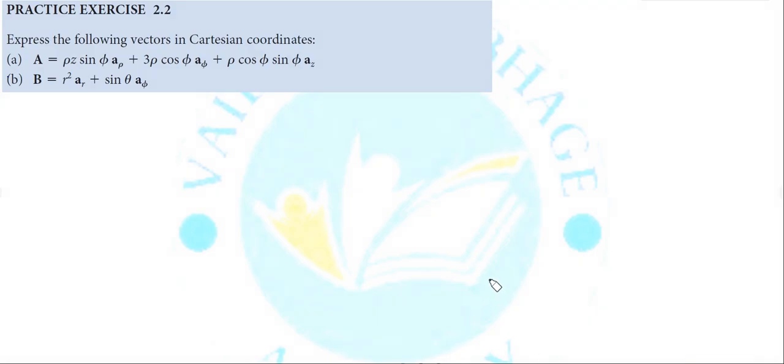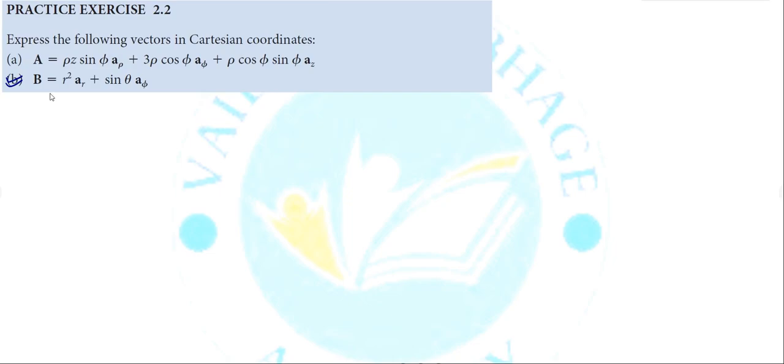Hello everyone, I welcome you all, and in this video we are going to discuss practice exercise 2.2, part B, because in the previous video we converted the given vector A into its Cartesian system. Now in this video we are going to convert vector B into its Cartesian system.